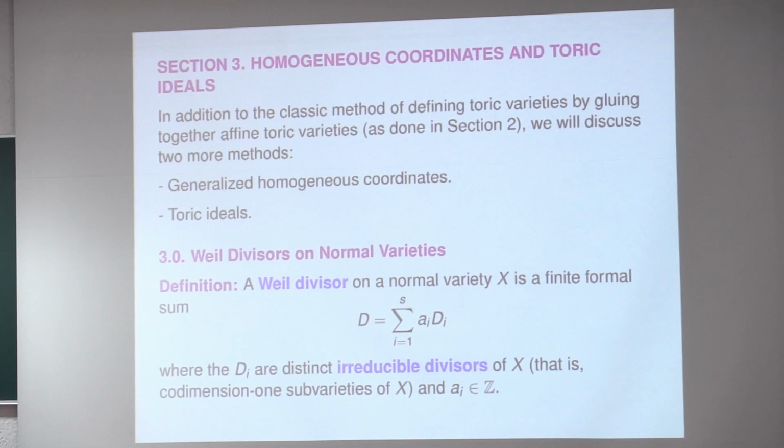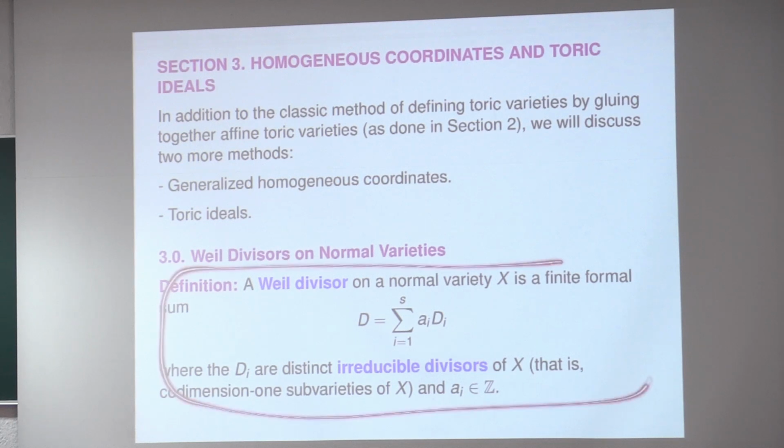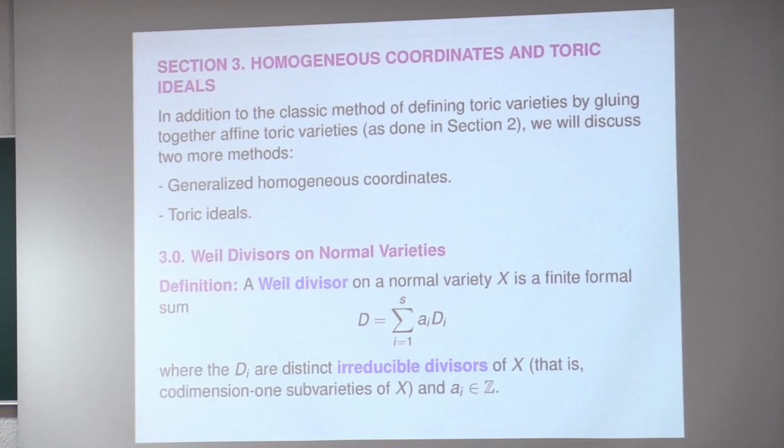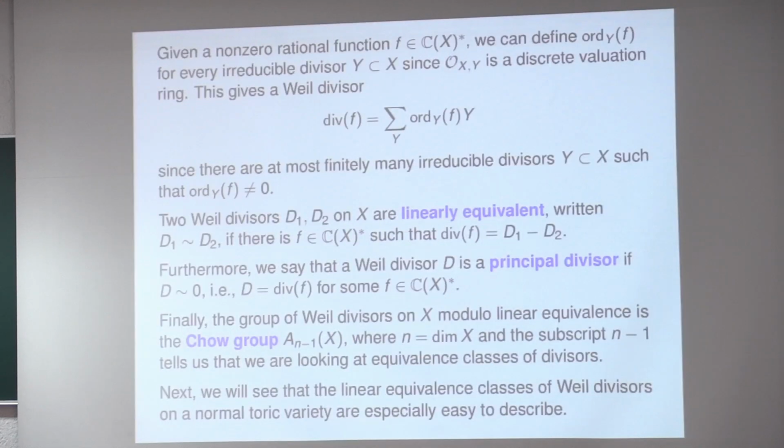You need to use an adjective over there because there are some other types of divisors. I was mentioning a moment ago a Cartier divisor. So in a toric variety, you can compute these guys. Well, even more than that. Let me just continue.